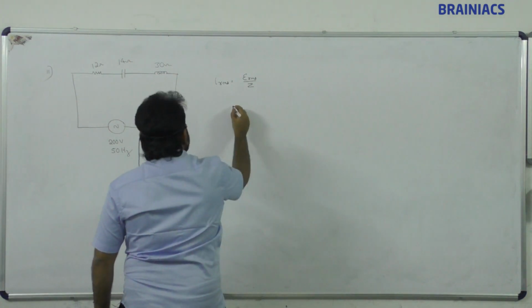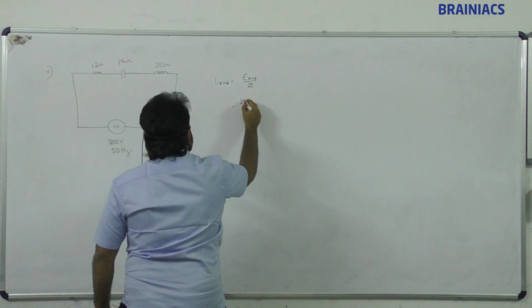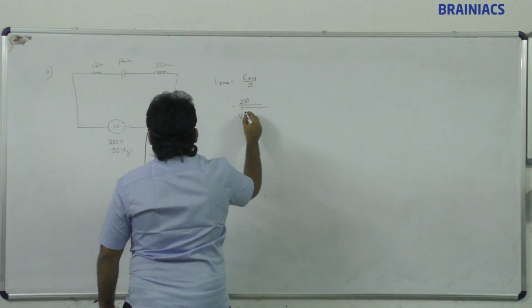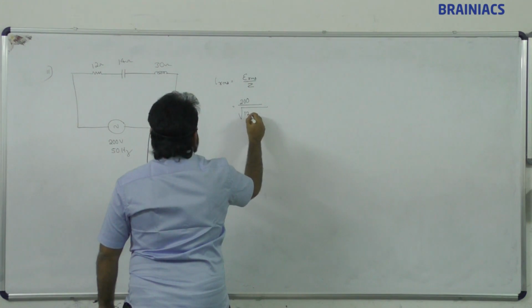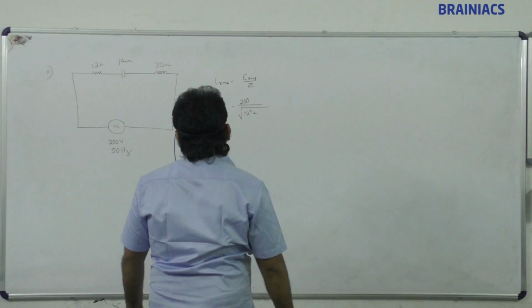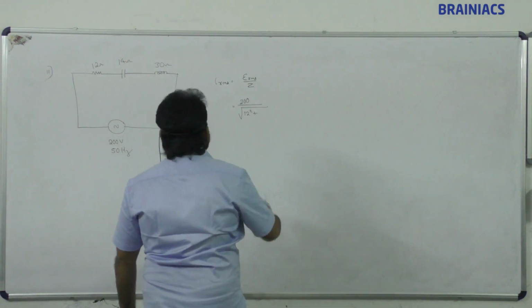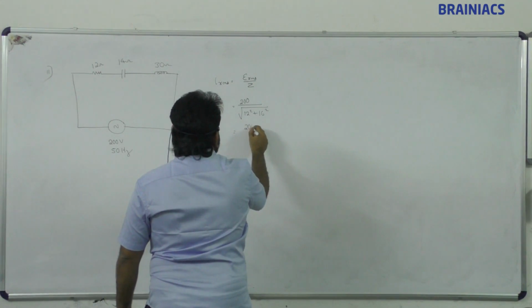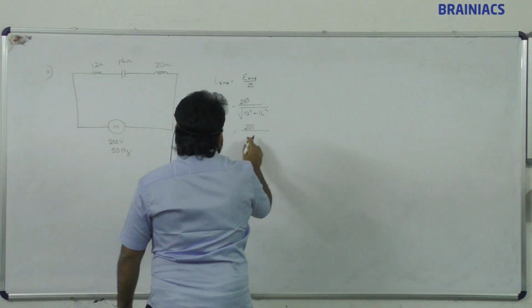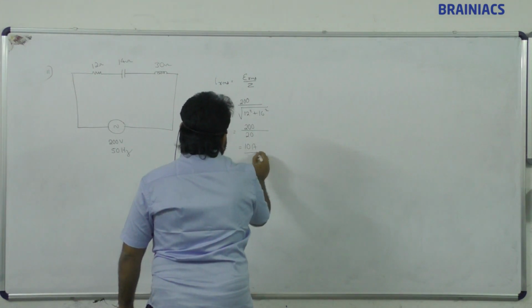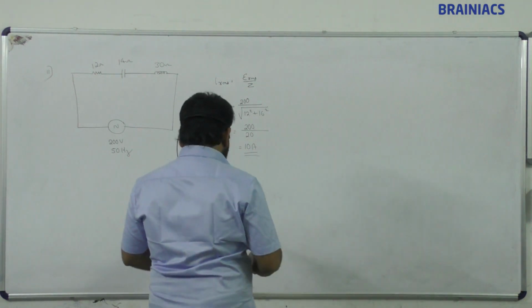So I RMS is equal to E RMS by Z. E RMS is 200, and Z is going to be the root of 12 square plus 16 square. That is 400, and the root of 400 is 20. So I RMS is 10 ampere.